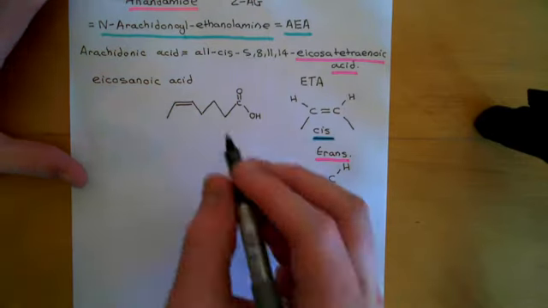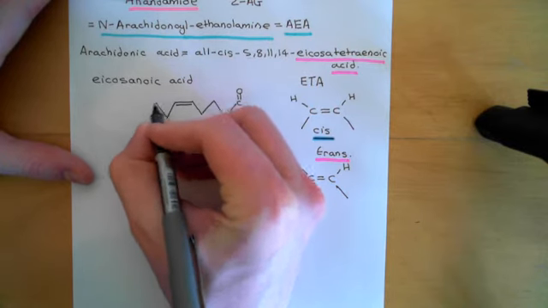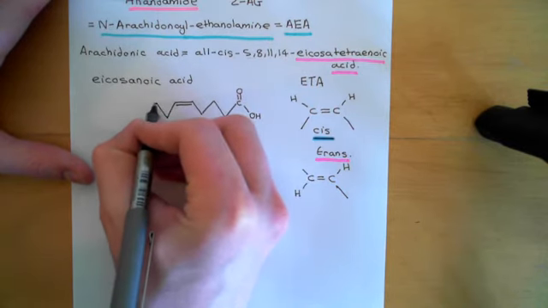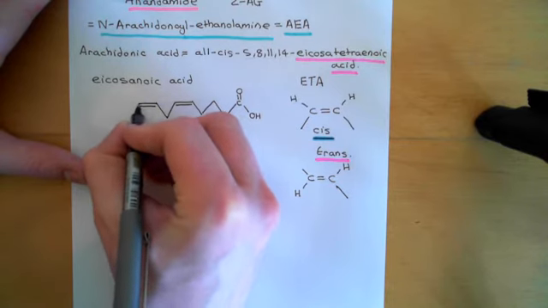So let's continue on. So this is the 5th carbon, the 6th carbon, the 7th carbon, the 8th carbon. Now we know that we need a double bond between the 8th and the 9th carbon. Again, it will be in the cis conformation.